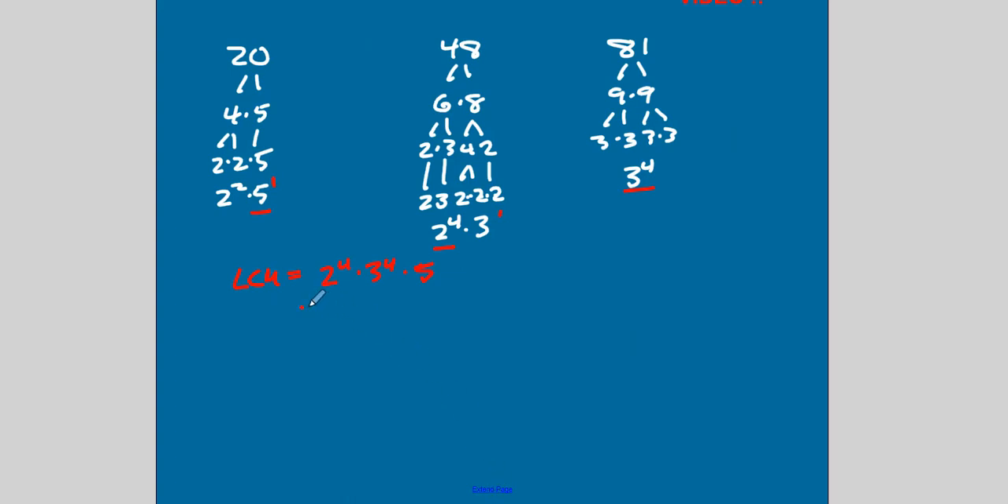And so 2 to the 4th is 16. 2 times itself 4 times. 3 to the 4th is 81. And times 5. Well, you could rearrange this. I'm going to take 16 times 5 first. That's 80. So this times this is 80. So I have 80 times 81. So then I take 81 times 80. 1 times 0 is 0, 8 times 0 is 0, put a placeholder there, 1 times 8 is 8, 8 times 8 is 64, so 6,480, that is my least common multiple of those 3 numbers.